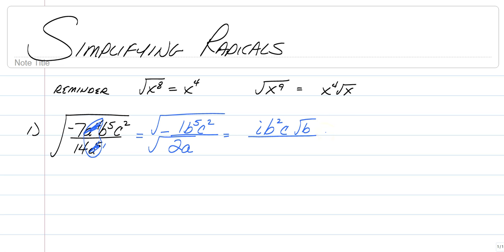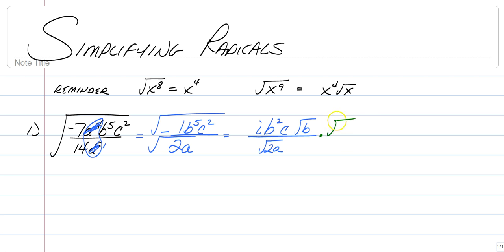Now I'm going to go work on the bottom. I can't take the square root of 2, and I can't take the square root of a. So I'm stuck. There's nothing else I can do right now. Except there's a rule that says we're not allowed to have radicals in the denominator. Again, something I really don't agree with anymore because we have calculators that can work with square roots in the denominator, but until that goes away, we're going to keep doing it.